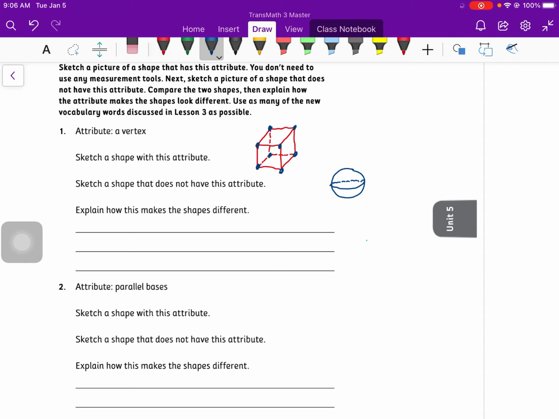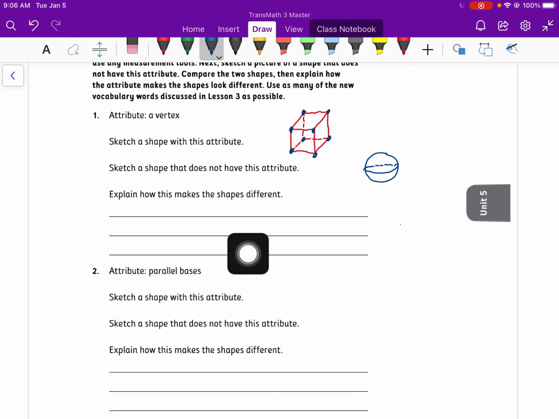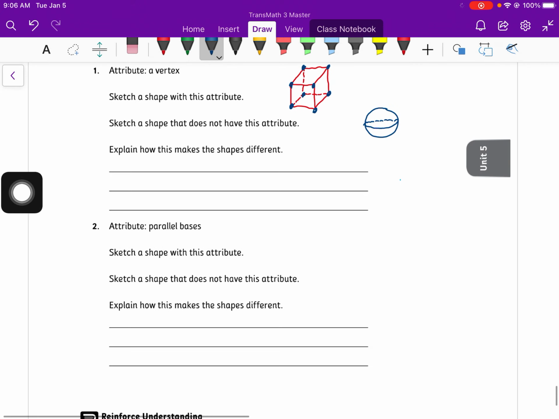So explain how this makes the shapes different. Okay, well, if it's got a vertex, it needs to have a corner. So if it doesn't have a vertex, it could not have a corner. It's got to be round. So I want your explanation. It's got to be something related to number of vertices, number of vertexes.